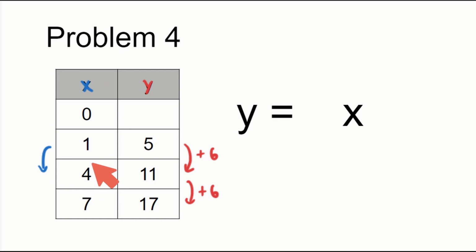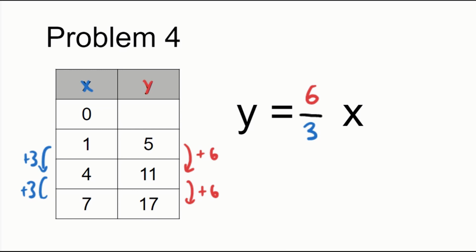Taking a look at our x, how do I get from one row to the next? How do I get from 1 to 4? That's going to be a change of plus 3. And from 4 to 7, that's also going to be a change of plus 3. So, how do we write our slope? What goes on top of our ratio? We know that change in y goes on top, so we're going to have 6 on top. And our change in x is going to go on the bottom, so we have 3 on the denominator.